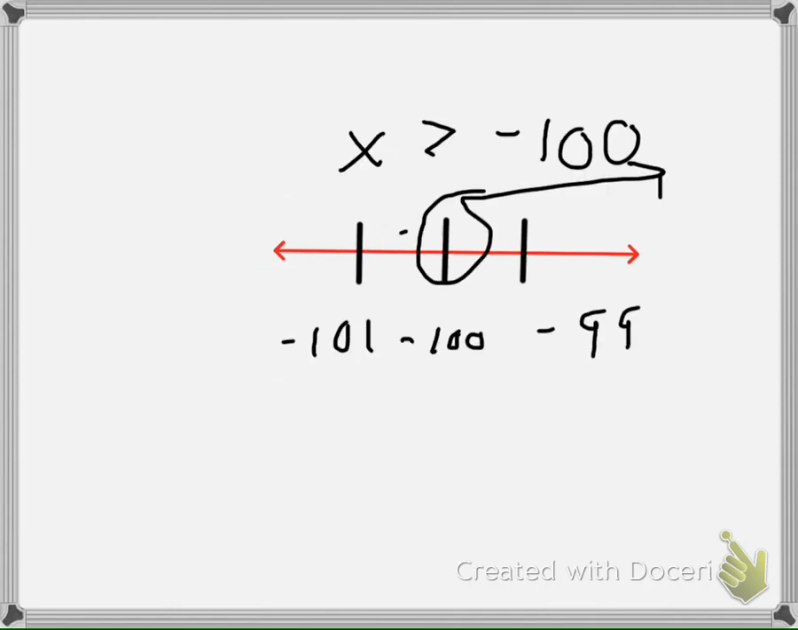X is greater than negative 100. Let's try that again. Negative 101, negative 100, negative 99. All the numbers bigger than negative 100 are facing to the right, and that's why the arrow is facing to the right. Because there's no equal to under here, I do not fill this in.